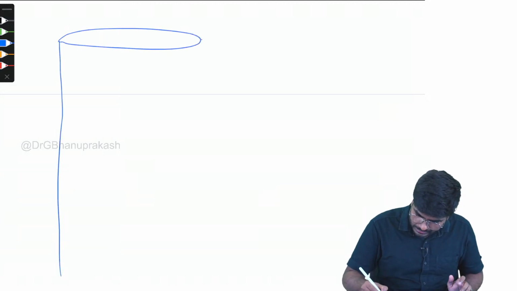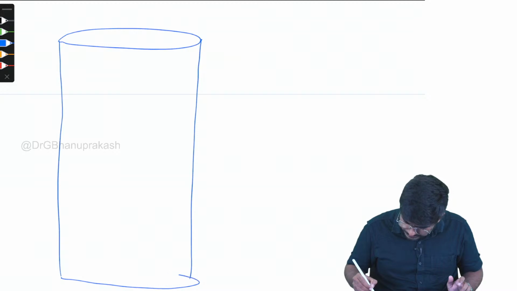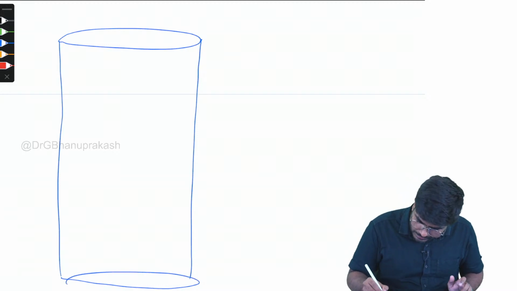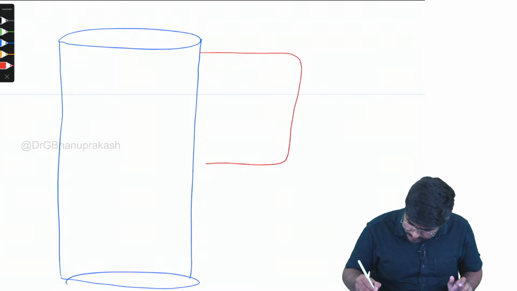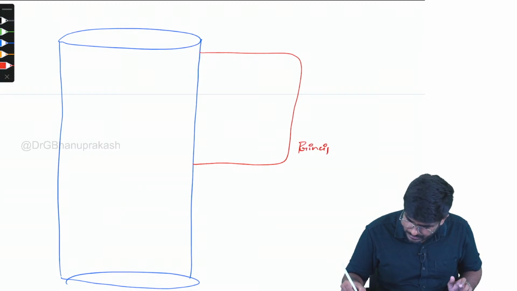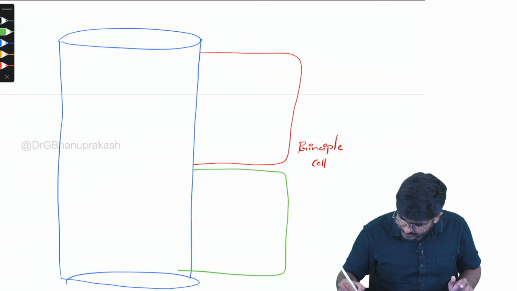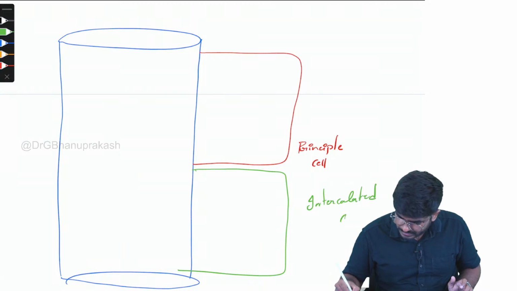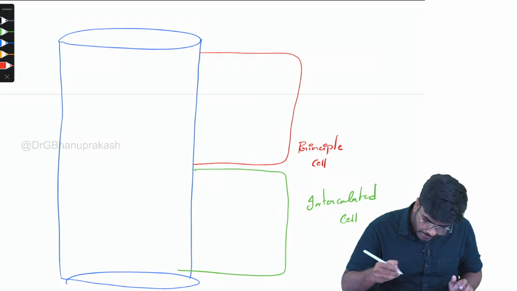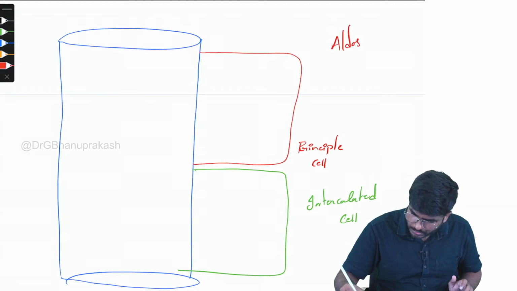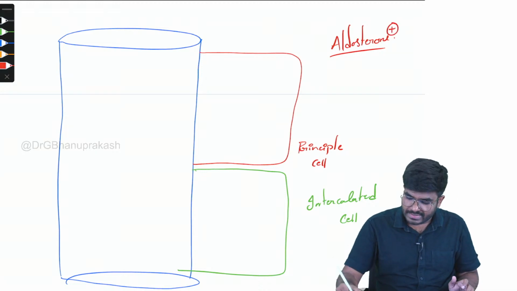This is our collecting duct. On the collecting duct, how many types of cells are there? The first type of cell is called the principal cell. And what is the second type of cell? It is called the intercalated cell. Now we are having aldosterone.